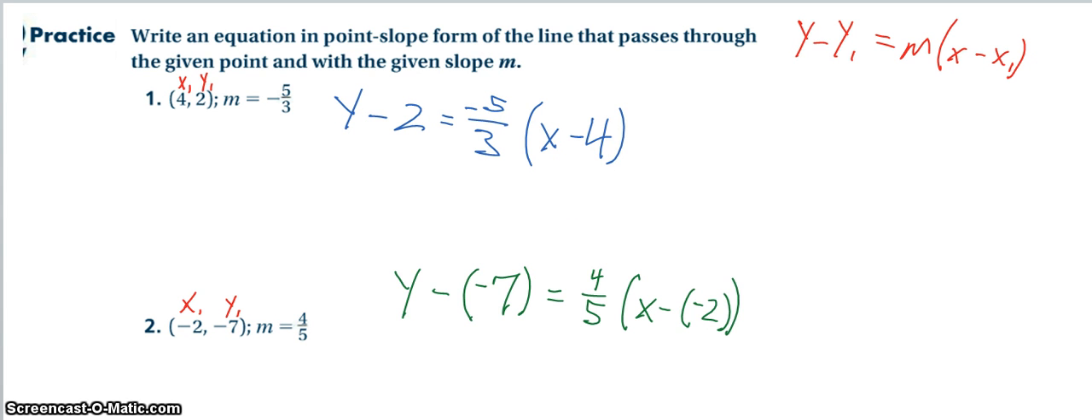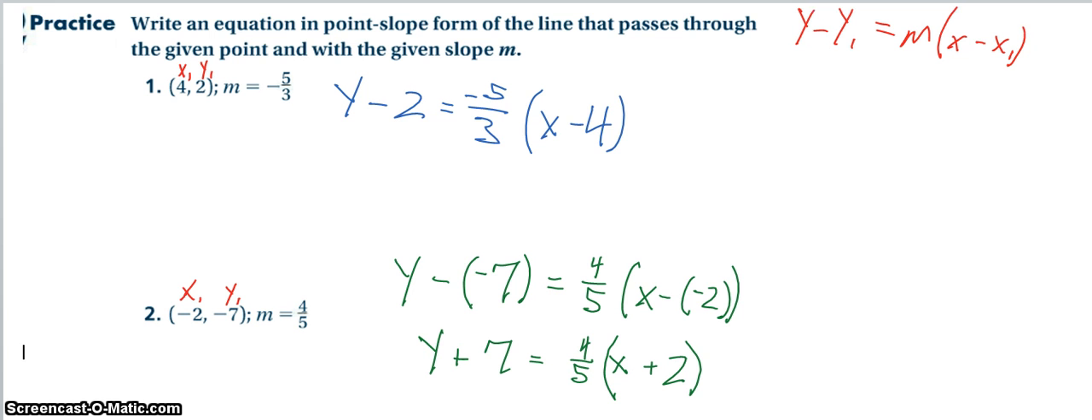What we see here then is, since I have negative x and negative y values, this gets a little bit complicated for a second. So I have y minus a negative 7, so I end up having to write that y plus 7 equal to the 4/5 times x minus a negative 2, so that becomes x plus 2, but you gotta remember that that x plus 2 has to be in those parentheses, because if we were going to get rid of those parentheses, we would have to distribute the 4/5 through multiplication.